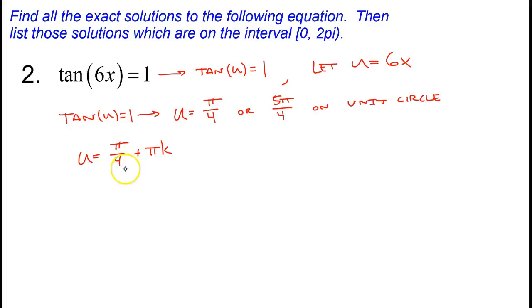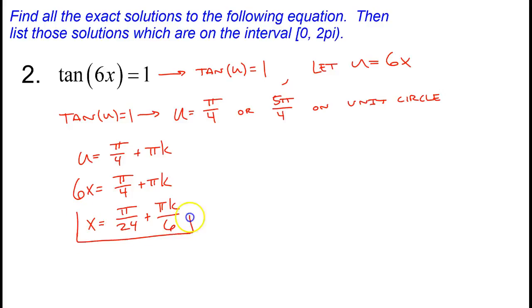Well, if u equals pi over 4 plus pi k and u equals 6x, I can go back and substitute in for x and say 6x equals pi over 4 plus pi k. Dividing both sides by 6 will give me pi over 24 plus pi k over 6. And that's my answer. Okay, folks, that right there is all the exact solutions to the equation tan of 6x equals 1. If interested, we could write this in a slightly consolidated form.